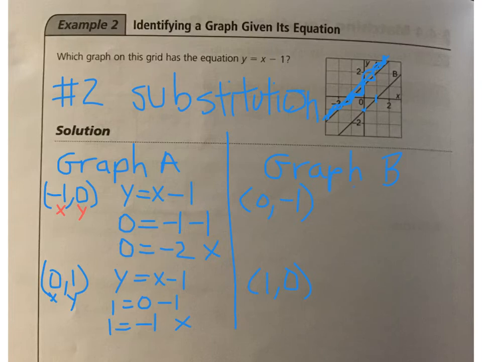Okay, so once again, now I'm substituting in to check these 2 points out. So in the y spot, I'm putting -1. In the x spot, I'm putting 0.